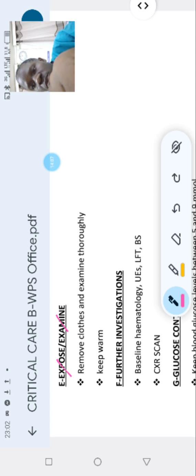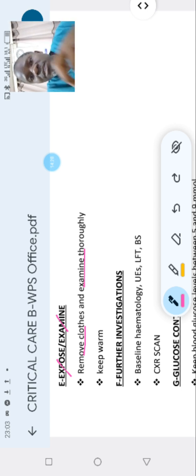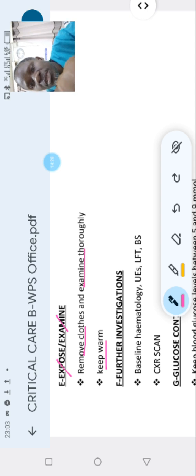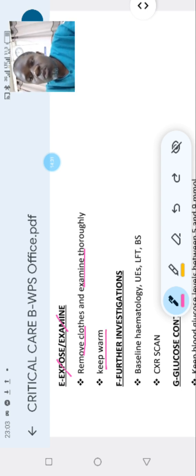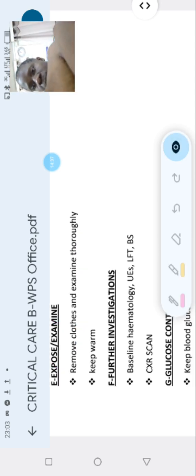So what do you do? You remove the clothes and examine thoroughly. So you need to now examine fully. You want to see what this patient also has apart from what you saw or what they came with. So that's what we really want to look at as well. Then apart from that, as you are trying to examine, you need to bear in mind that this patient has to be kept warm. So keep the patient warm. That's what we are looking at as well. Then other issues that we look at would be F.